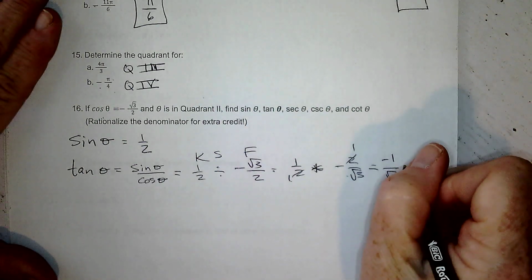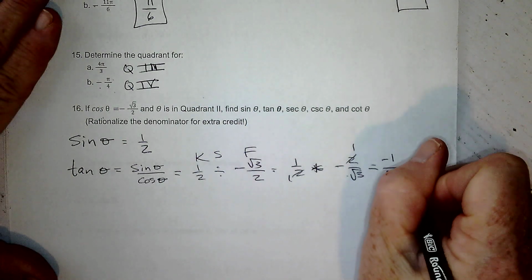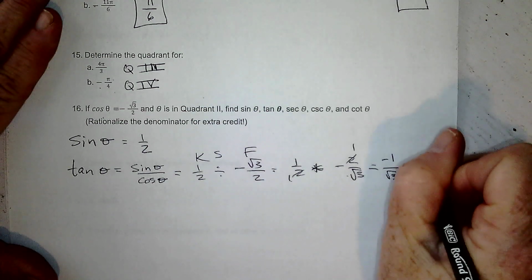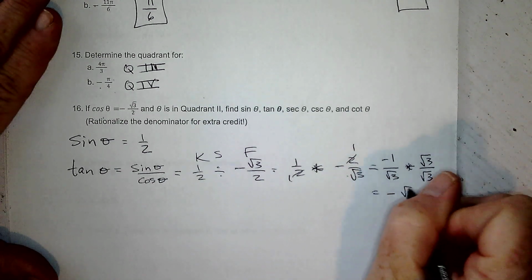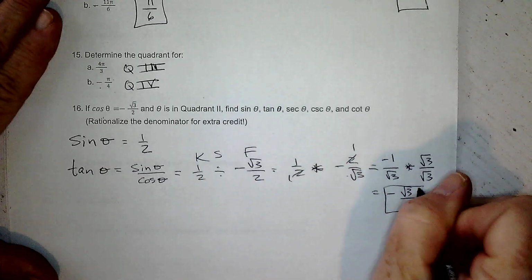If you want to receive extra credit, you can rationalize your denominator by multiplying by the square root of 3 over the square root of 3. This gives you negative square root of 3 over 3.